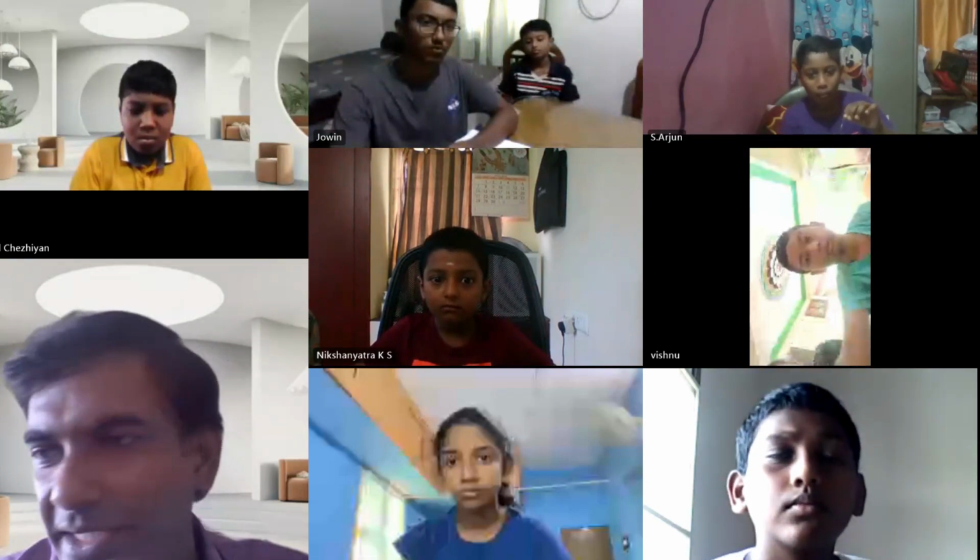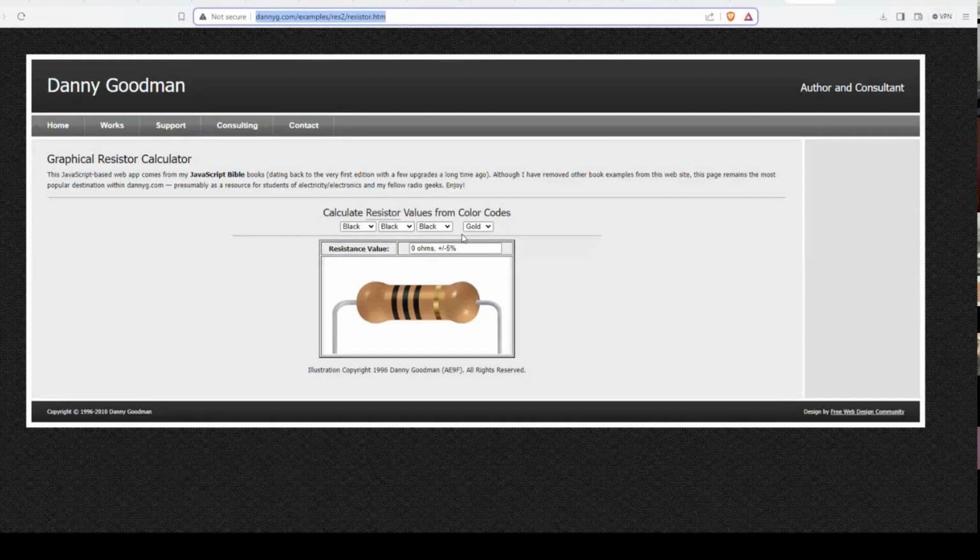Okay, so this is what you're seeing, right? Make sure you're holding the gold color on your right side and select the colors that you find in the resistor. I'm finding yellow, then a purple color, sorry, it's violet actually, and then a red. It gives me the value for the resistance, 4.7 kilo ohms. So the resistance that I'm holding is 4.7 kilo ohms.